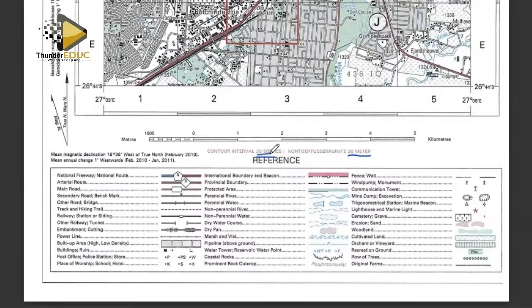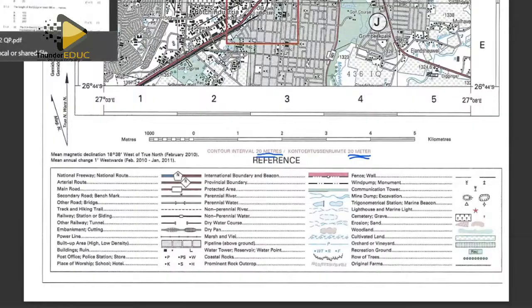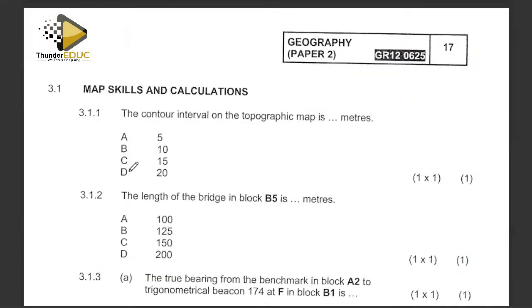And for each and every topographic map that we are going to use is the same. It's 20 meters for all the topographic maps that we are going to use in geography, and it's 5 meters for the orthophoto map. So our response is 20 meters.